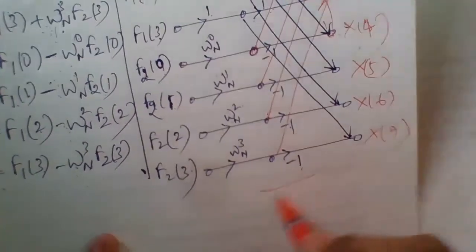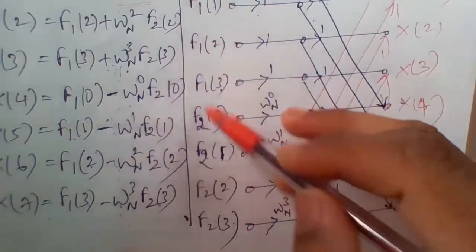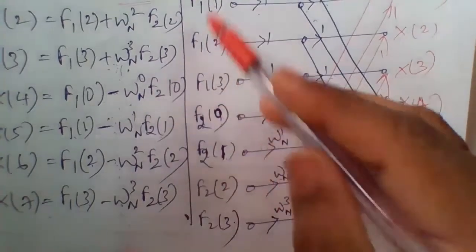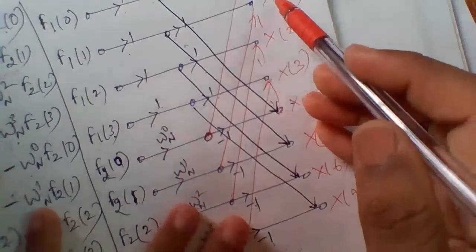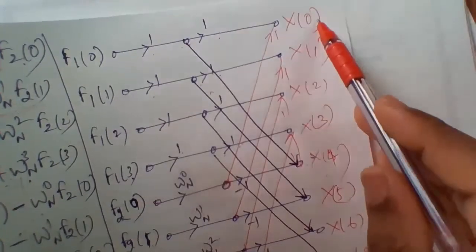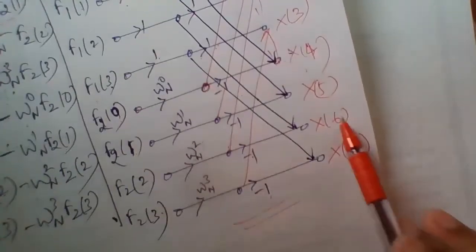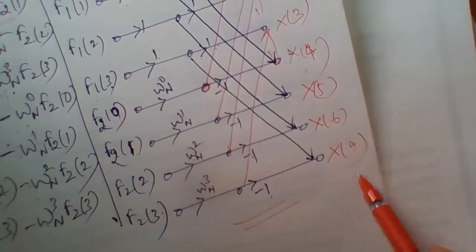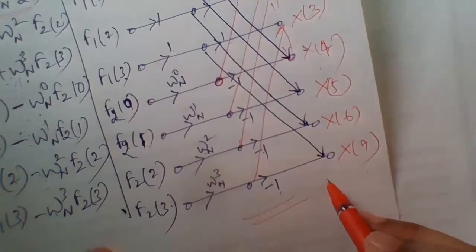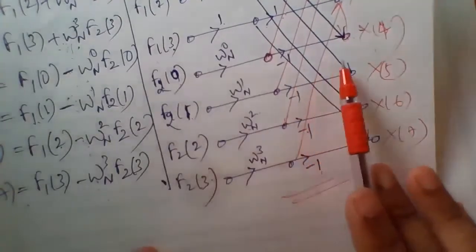Now you observe the third stage. The inputs are all f values, 4 F1 values and 4 F2 values, and the outputs are nothing but the 8 DFT values, starting from x of 0, 1, 2, 3, serially computed, up to x of 6, x of 7. Now this is the third stage. So far what we have done is, stage wise we have written the equations, and stage wise we have written the corresponding signal flow graph also.